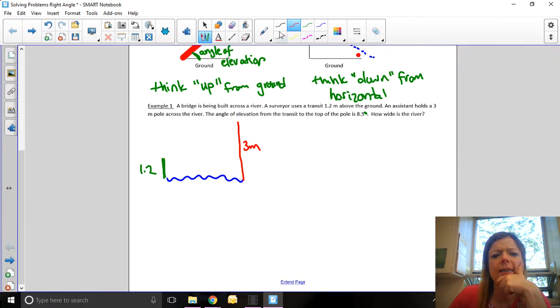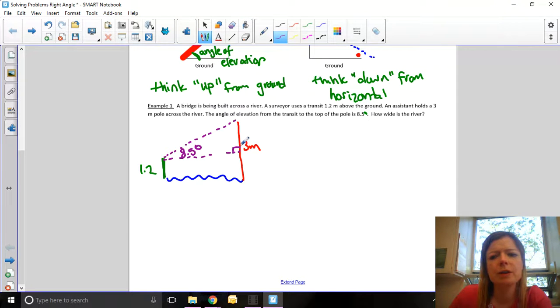And they say that the angle of elevation from the transit to the top of the pole is 8.5 degrees. So from this to the top, they're looking at that angle, this angle of elevation. So angle of elevation is always against a horizontal. So you wouldn't include this huge big angle here. You would complete the right triangle. And this angle here is 8.5 degrees, where this is a right triangle.